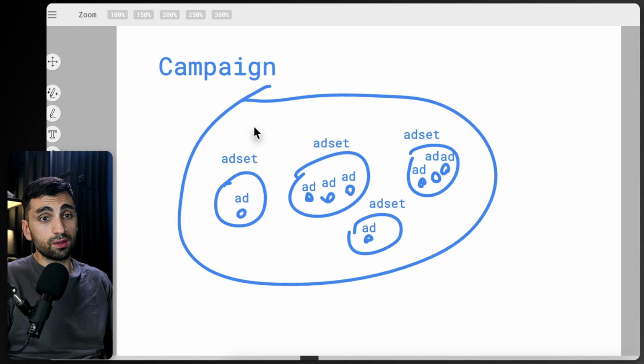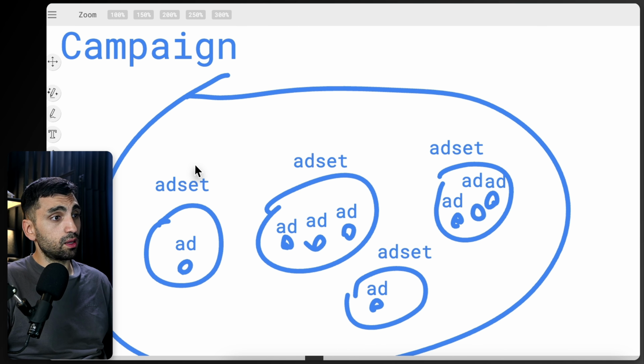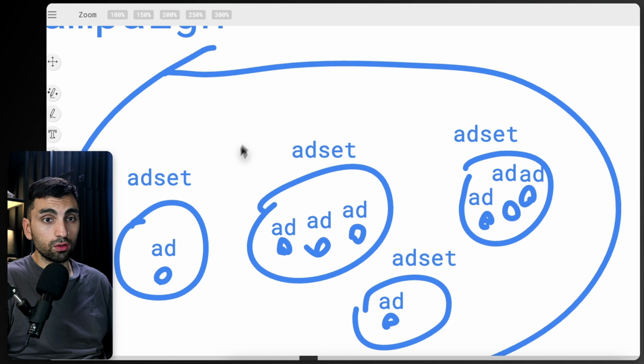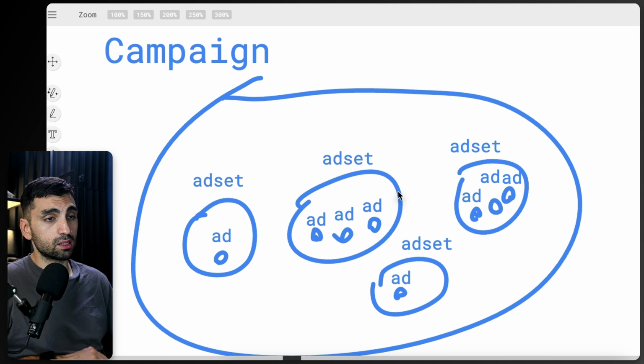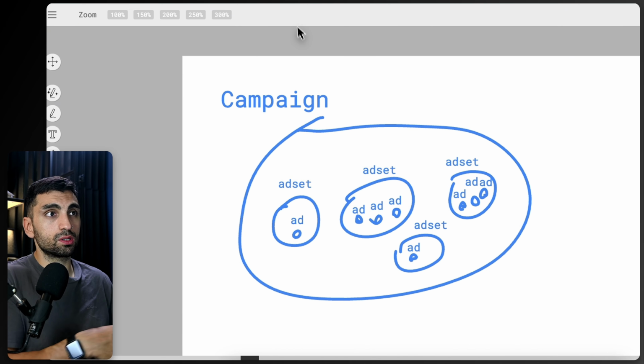This is my sophisticated graph. And as you can see, this is the campaign. This big circle is the campaign. And in this folder, you can have multiple ad sets. As you can see here, one ad set, two, three, four ad sets. And for each ad set, you can have multiple ads. So the small circles right here are ads. So you can have one ad in one ad set. You can have multiple ads in one ad set. This is how it works in a nutshell.